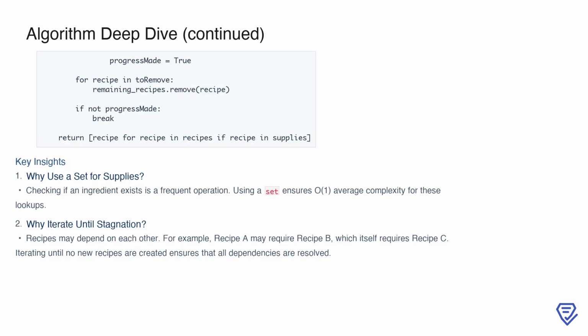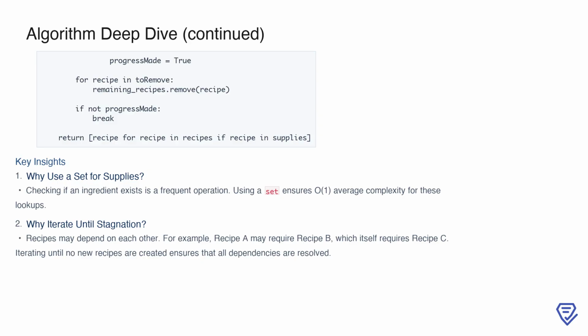The pseudocode provided shows the implementation of this brute force approach. We start by converting the initial supplies into a set for efficient lookups. The remaining_recipes set holds all the recipes yet to be processed. For each recipe, we check whether all its ingredients are present in the supplies. When a recipe is added to the supplies, we also update the progress_made flag to true and add the recipe to a temporary list for removal.